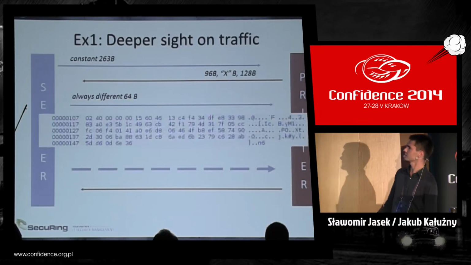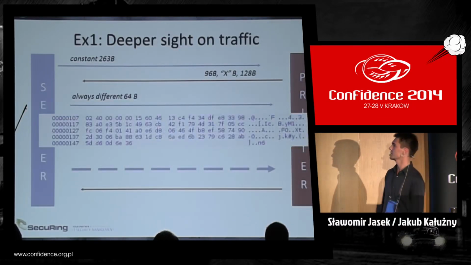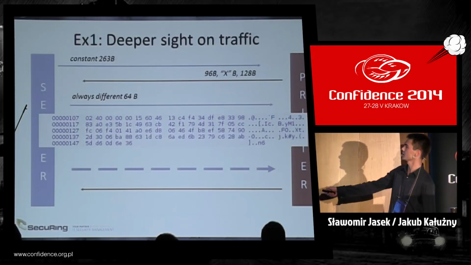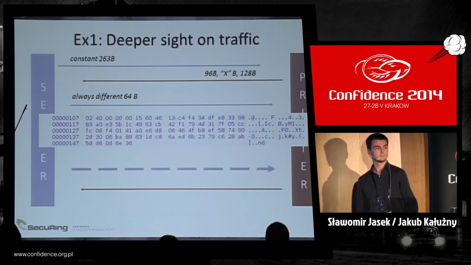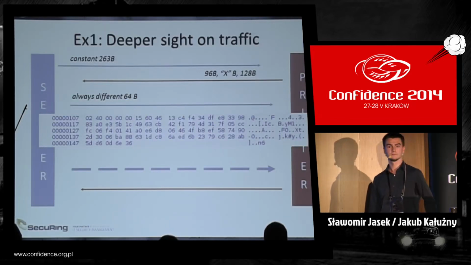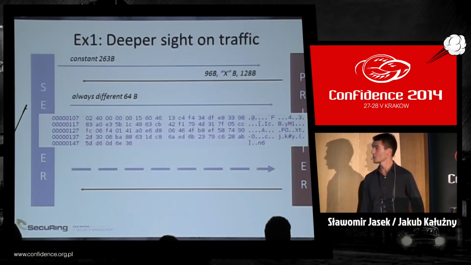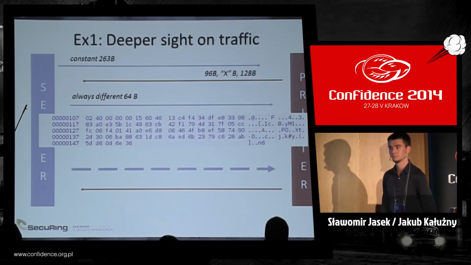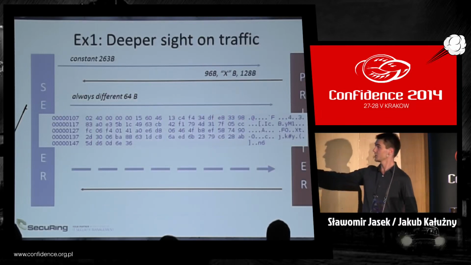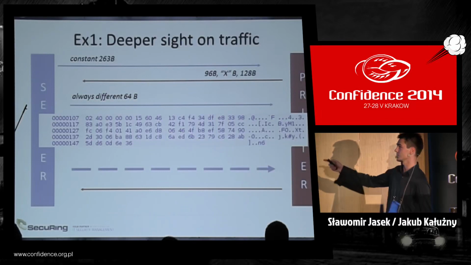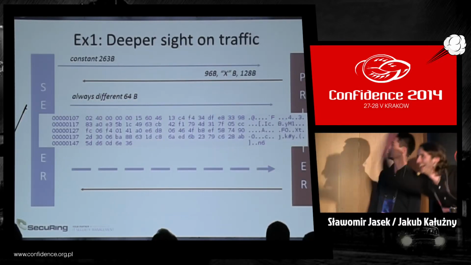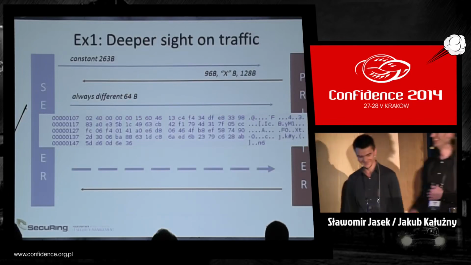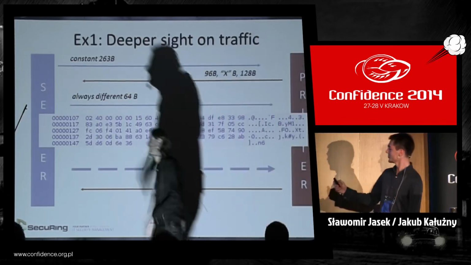Then the server sent always different 64 bytes. This is some start of communication, then 64 bytes. Any ideas? Is it a version number somewhere? No. Yeah, the symmetric key. If it was an SSL, this would be a symmetric key for the symmetric encryption. So yeah, that was good. Okay.